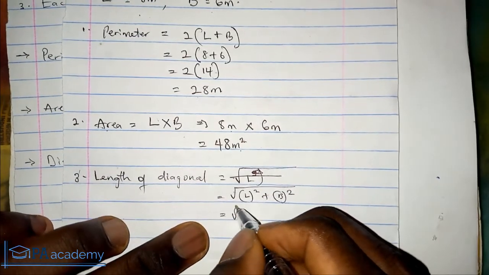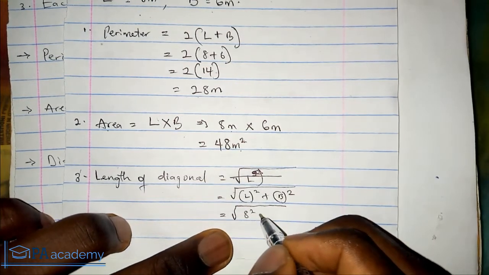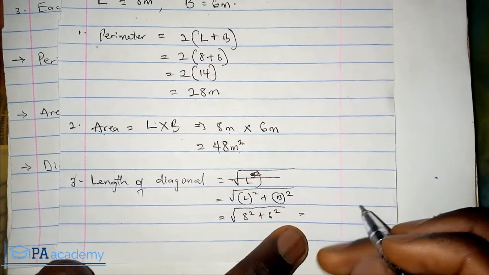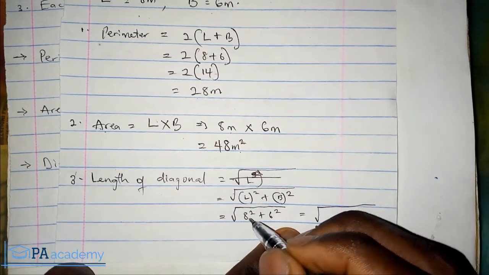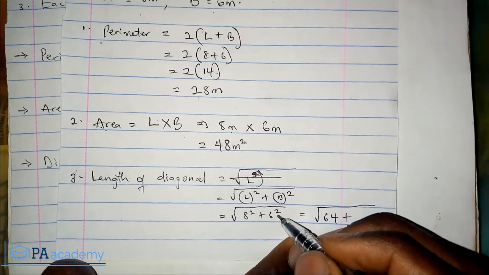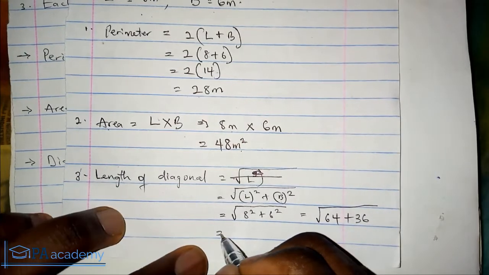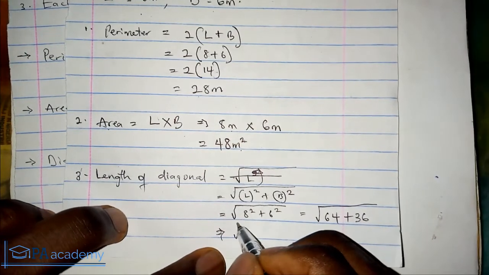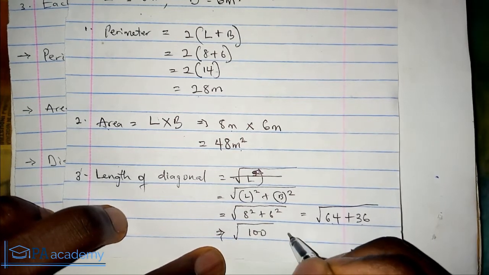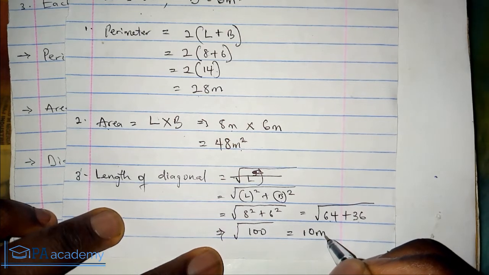So that will be the square root of, the length is 8, so 8 square, plus the breadth, which is 6 square. That's equal to the square root of 8 times 8, which is 64, plus 6 square, that's 36. So that will give us the square root of 64 plus 36, which is the square root of 100, and the square root of 100 will give us 10. Don't forget your units, it will be in meter.